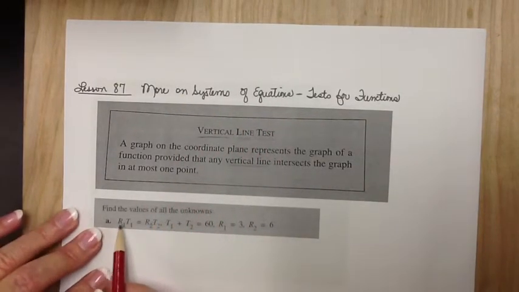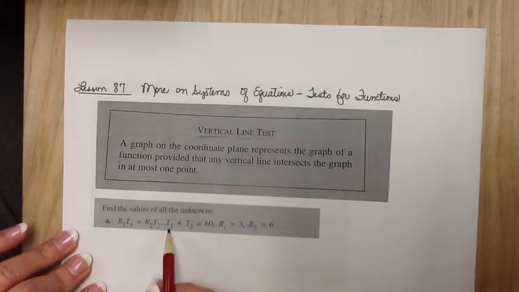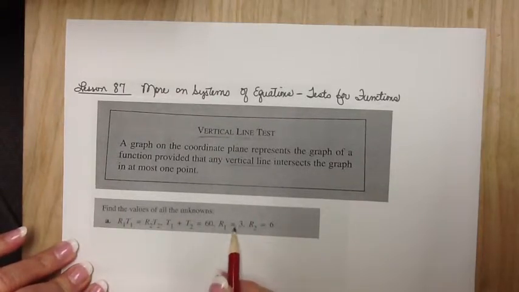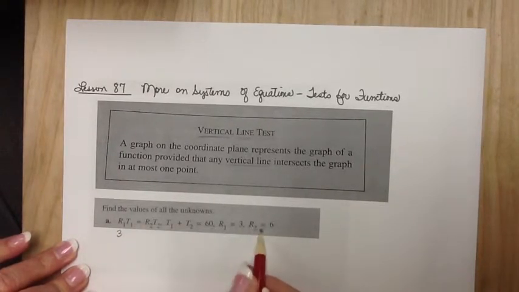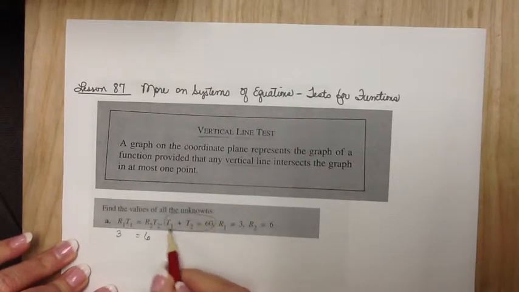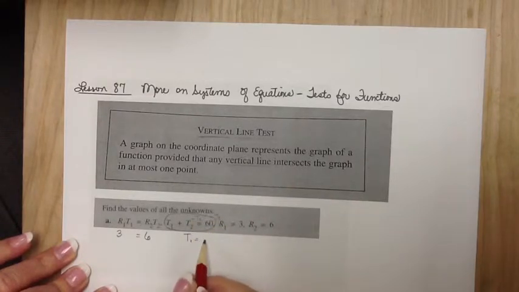A, we're given r sub 1 t sub 1 equals r sub 2 t sub 2. We're told that t sub 1 plus t sub 2 is equal to 60, and r sub 1 is equal to 3, so we can start substituting in. R sub 2 is equal to 6. Now, we're also given this equation, t sub 1 plus t sub 2 equals 60. If we rewrite that equation by subtracting t sub 2 from both sides, we get t sub 1 is equal to 60 minus t sub 2.